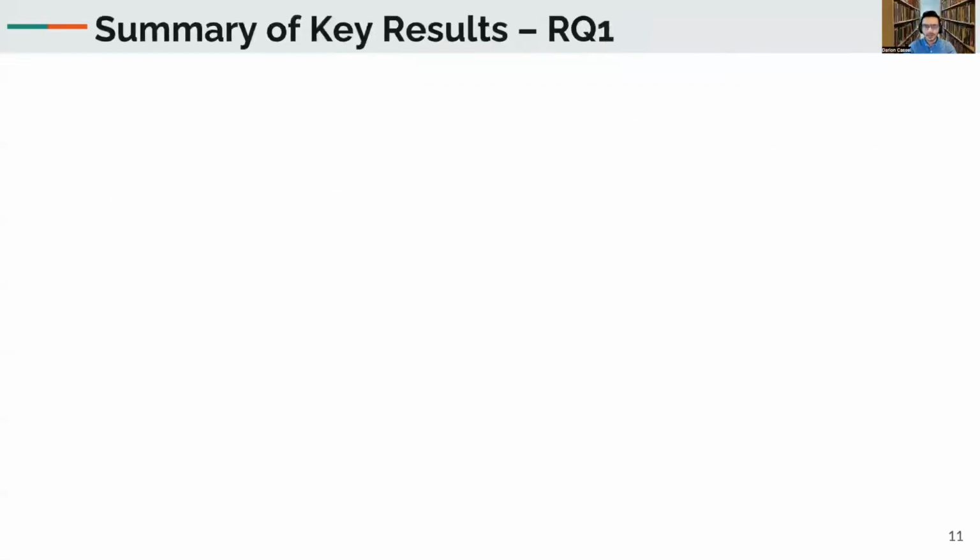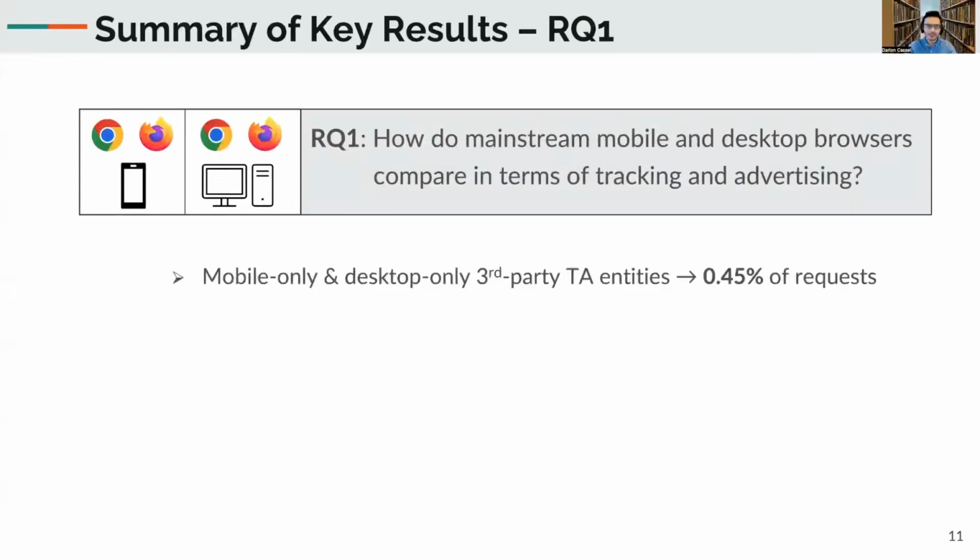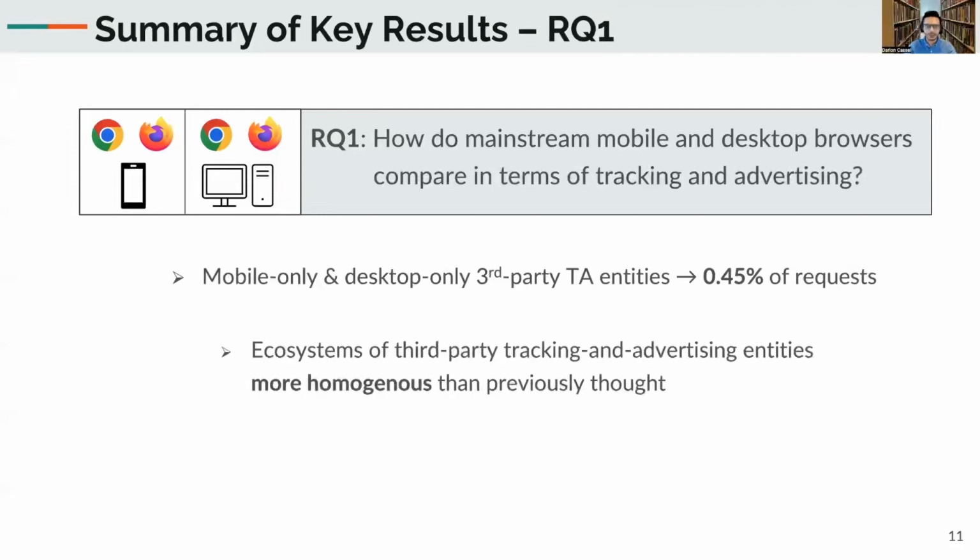Okay, I won't have time to go over all of our results in detail, so instead I'm going to be presenting a summary of some of our key results. First, for our first research question, which asks how do mainstream mobile and desktop browsers compare in terms of tracking and advertising? What we found surprisingly is that the mobile-only and desktop-only third-party tracking and advertising entities only accounted for 0.45% of the requests in our crawl, indicating a surprisingly low impact. This, as well as other data, led us to conclude that the ecosystems of third-party tracking and advertising entities are actually more homogeneous across mobile and desktop than was previously thought.